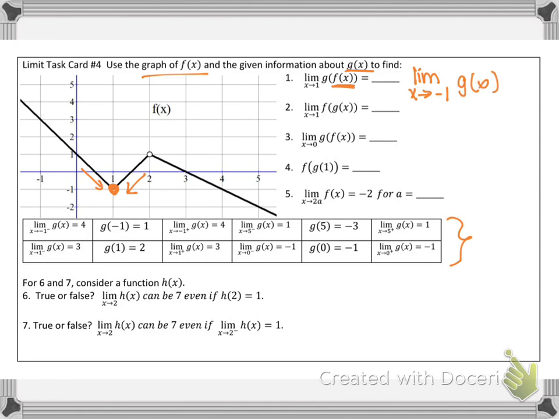So now I go down to the table here, and I'm looking at the limit as x approaches negative 1 of g of x. If I'm finding a limit, I don't care about what's happening at negative 1. I only care about what the function's approaching from the left and the right. Is the function approaching the same limit from the left and the right? Indeed, it's approaching a limit of 4. In that case, our limit exists and equals 4.